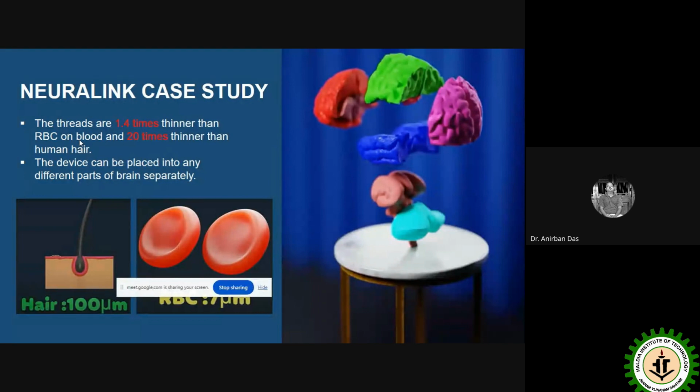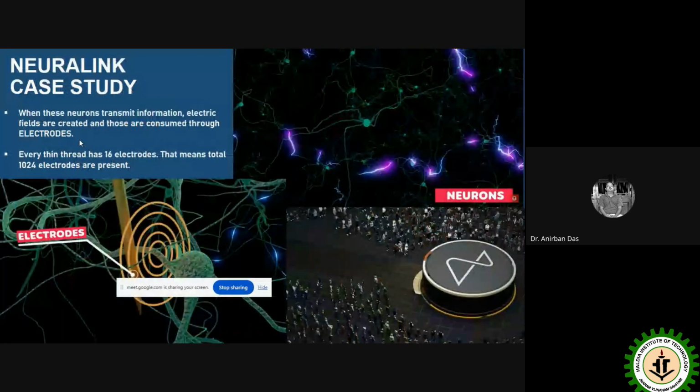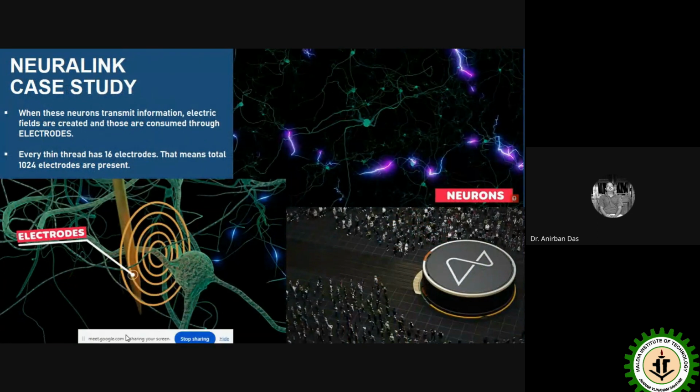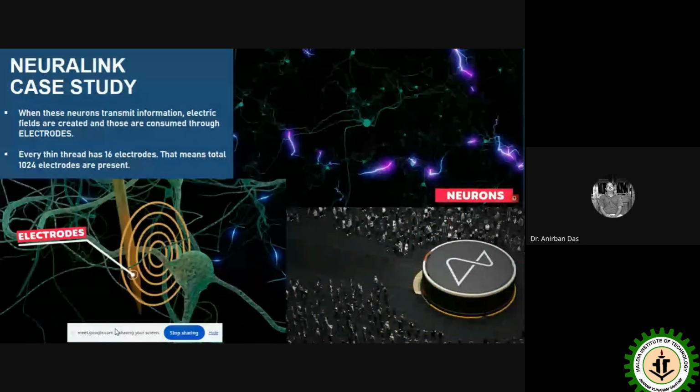You can see that particular chip that is going to be installed in the brain. Generally, our human brain is nothing but a collection of so many neurons, right? Its role is to communicate and transmit messages. Whenever message transmission happens, electric fields get generated, and electrodes are placed here to basically capture that particular information.